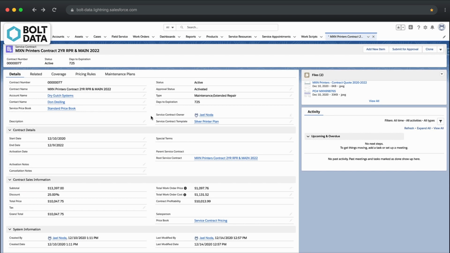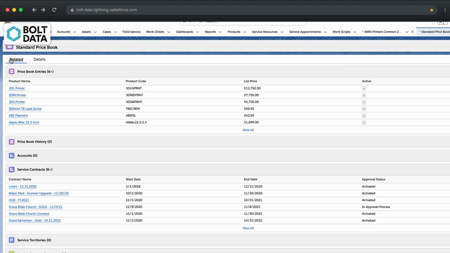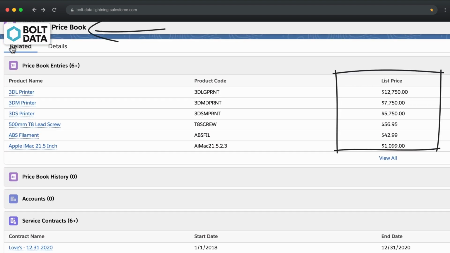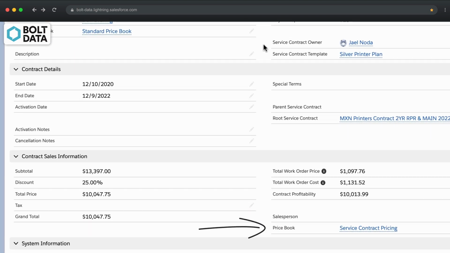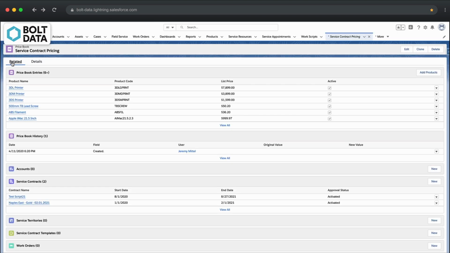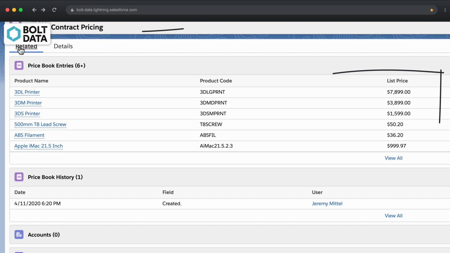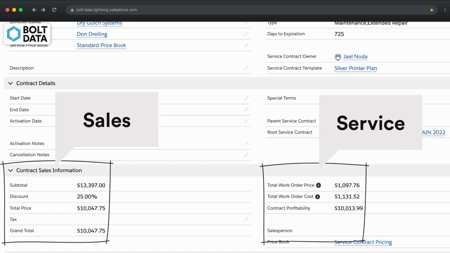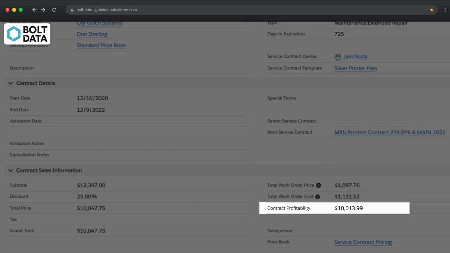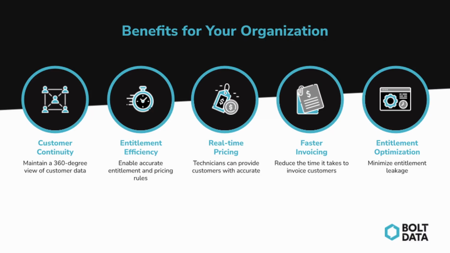Due to the complexity of pricing structures and variations offered to customers, we have simplified the ability to create price book catalogs that apply to both standard products and services performed against each work order, as well as a price book specific to the products covered under the service contract. This will allow the system to distinguish between the sales and service functions of your organization's operations, therefore making it easier to calculate the profitability of your entitlements.